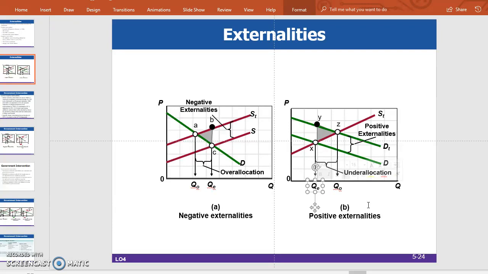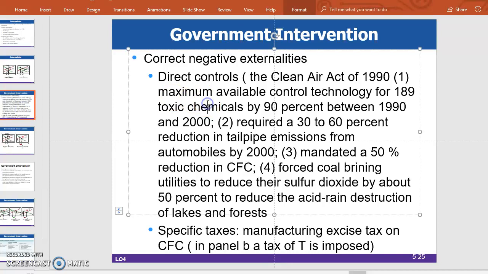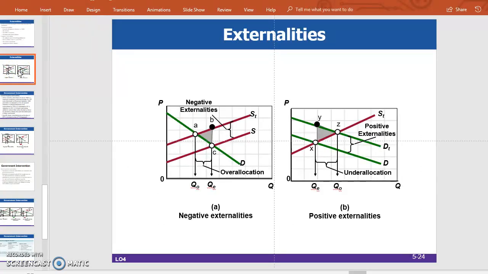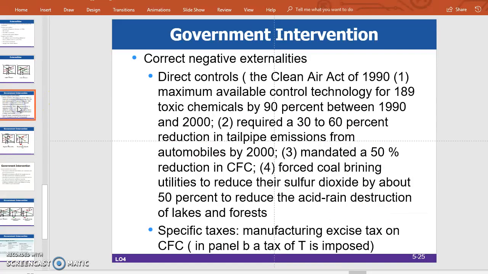He will ignore the spillover effect, the positive externality effect on the production of flower and fruit. Now, government intervention. What can the government do to solve this over allocation in negative externalities and under allocation in positive externalities? One example is this one. Correct negative externalities. To correct negative externalities, government can do several things.